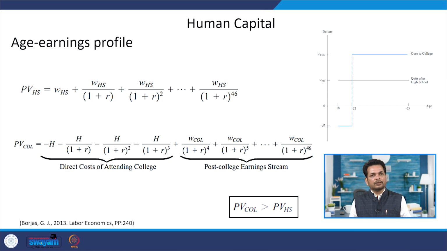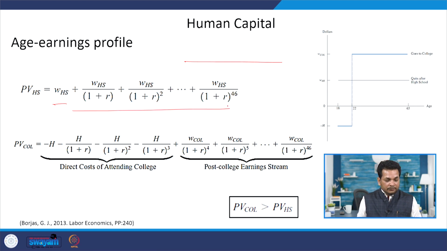So, if the individual is going to enter into the labor market with high school schooling, then he is going to work for 47 years and we can get the present value of high school earning, which is nothing but WHS plus second year earning present value WHS divided by (1 plus r) to the power 1, plus WHS divided by (1 plus r) to the power 2, and so forth, up to WHS divided by (1 plus r) to the power 46. So, we can get the present value of all these future cash flows which he is going to have.